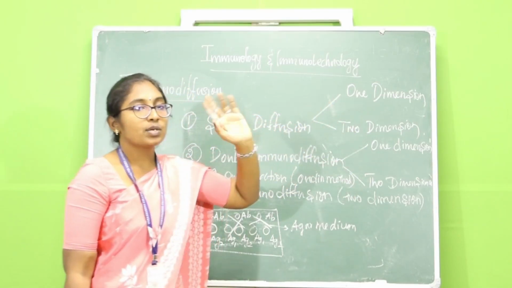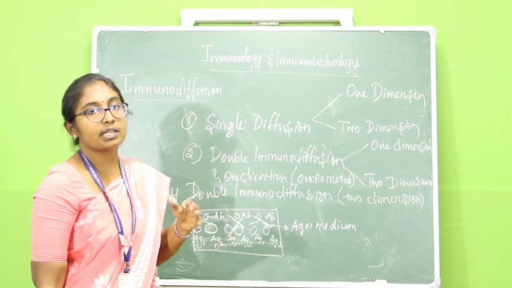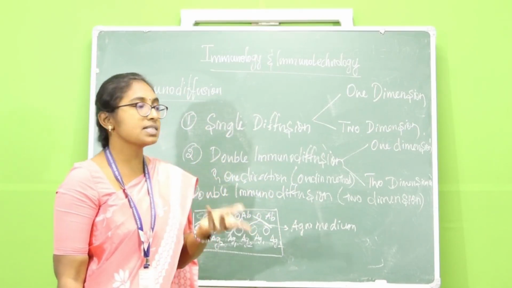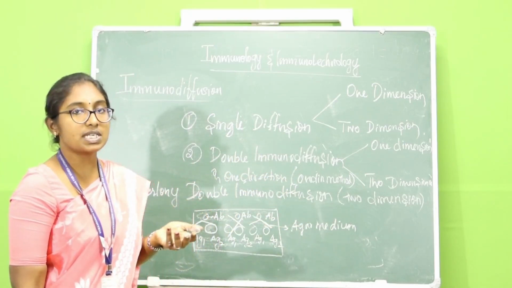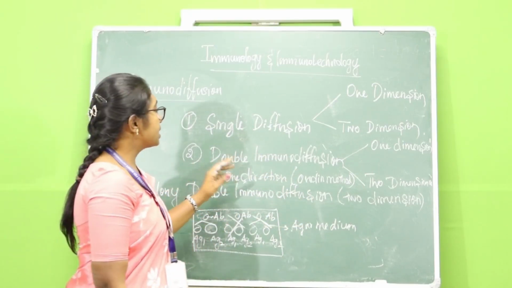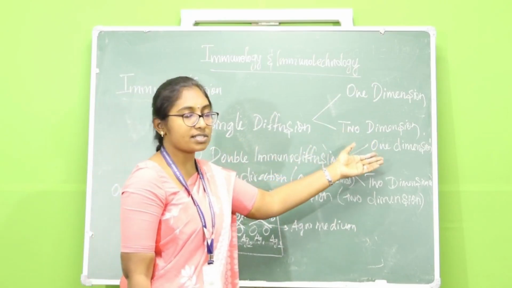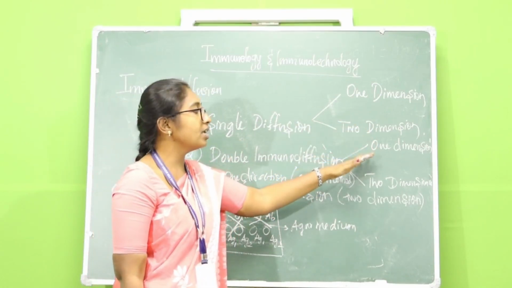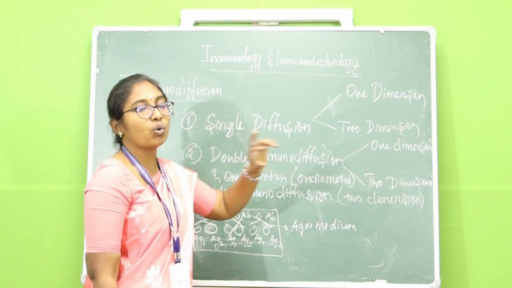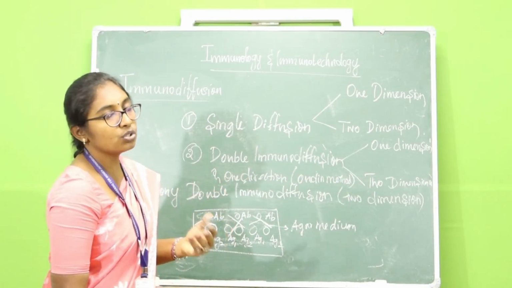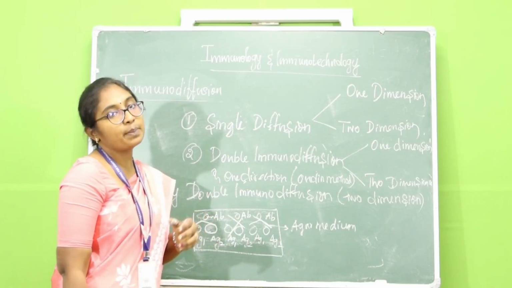In one dimension, either the antigen or the antibody moves, while the other is kept constant in the gel. In two dimensions, both the antigen and antibody in the gel move towards each other and form the precipitate line. The same way, in double immunodiffusion in one dimension, either antigen or antibody moves in the gel and forms a precipitate line. In two dimensions, both the antigen and antibody move towards each other and react to form a precipitate line.